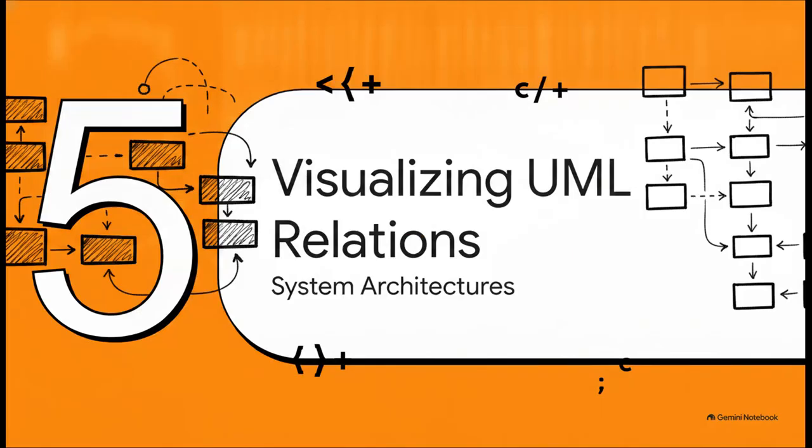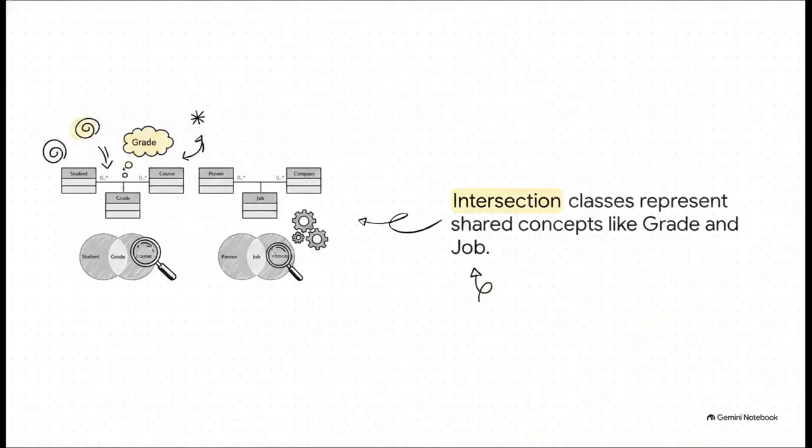Let's draw some lines between these boxes. Section 5, Visualizing UML Relations and System Architectures. You know, sometimes connecting two classes spawns a brand new concept entirely. When we map this out, we see what are called intersection classes. Just look at how a grade is actually just an intersection of a student and a course. A grade only exists right where those two ideas meet. Similarly, a job can be viewed as the intersection between a person and a company. It's just a great way to capture this shared reality visually.